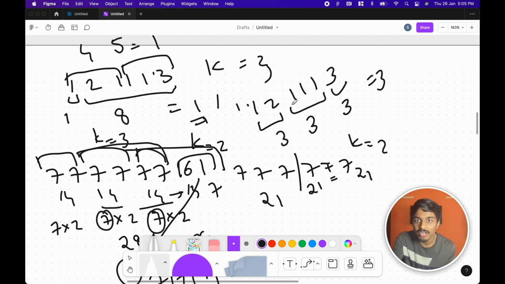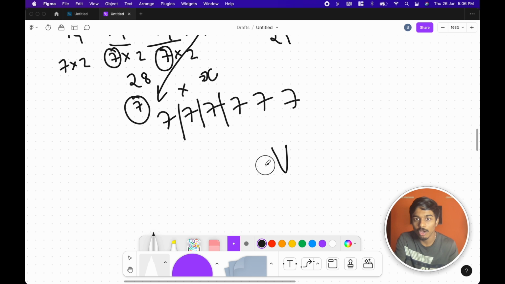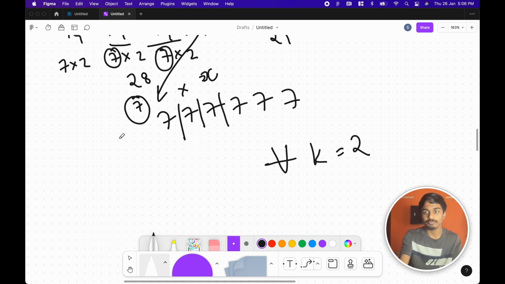So instead of 1 2 1 1 1 3 here, what if I merge these two together? 3 4 5 6, right? 6 can be written as 2 into 3. 3 is here, 3 is there. So the highest common factor, the common divisor, still lies for all. So for all k equal to 2, we can find this approach.